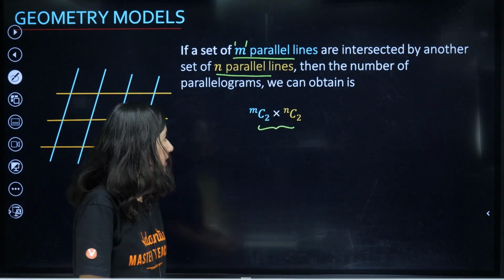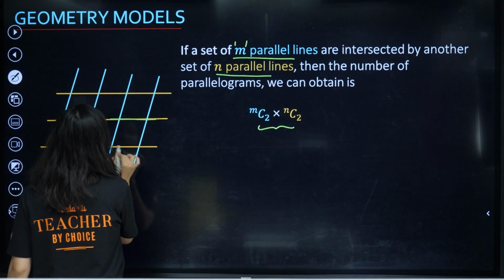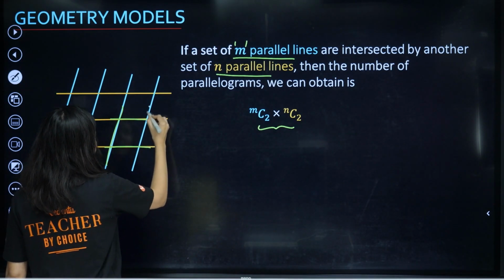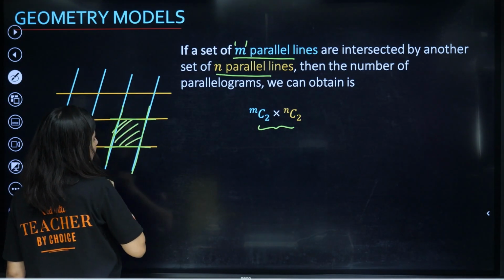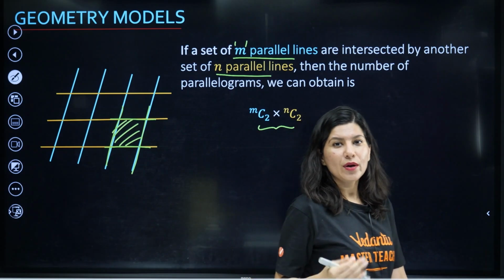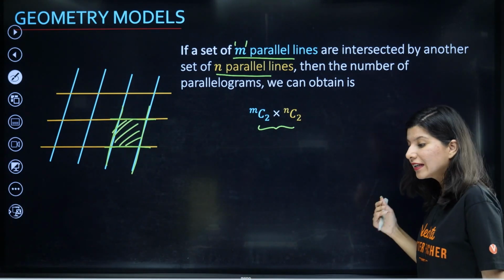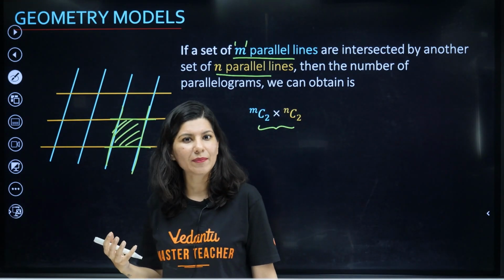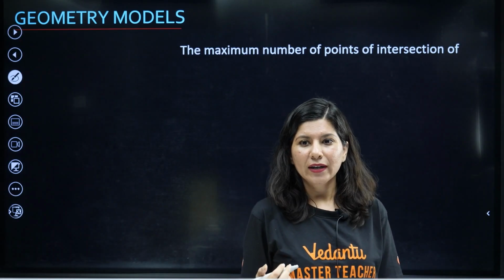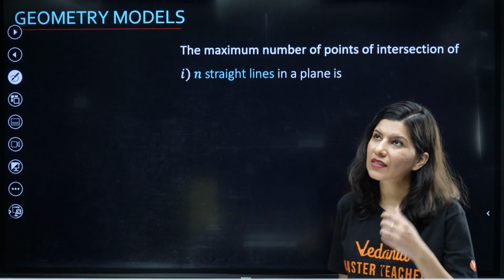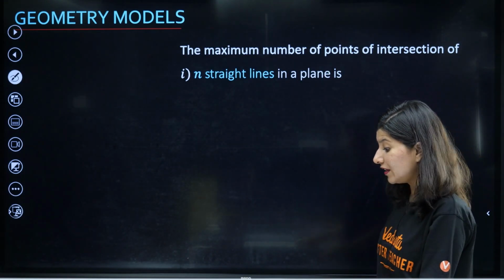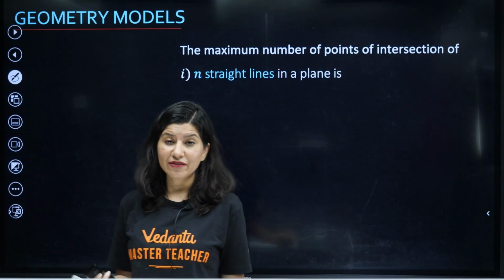Say with MC2 you have selected these 2 lines, and with NC2 you have selected these 2 lines. Can you see a parallelogram is formed? Every unique selection of these gives you a different, unique parallelogram every time. All right.